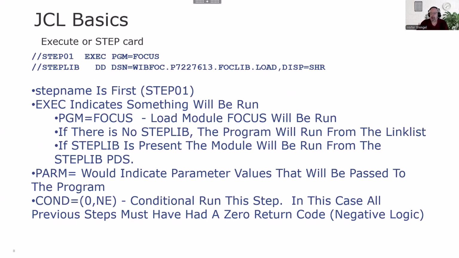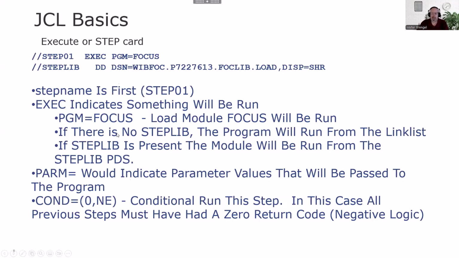On the execute, you have the program equals, and if you have any parameters that you want to pass to the program, you can put a comma and put a parm equal, and then indicate the parameter you're passing. You might see some things that say condition code equals 0, not equal, or a condition code for less than or for greater than.